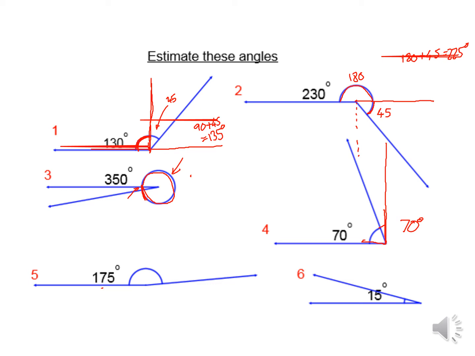Okay, so this one, 175, we can see this is really close to angle on a straight line, which we know is 180. So it's just a little bit less than that. So I would either guess 170 or 175 for that one. So it's just a bit less than 180. And this last one, we know what 90 looks like. And we know it's a really small one. So 45 was here.